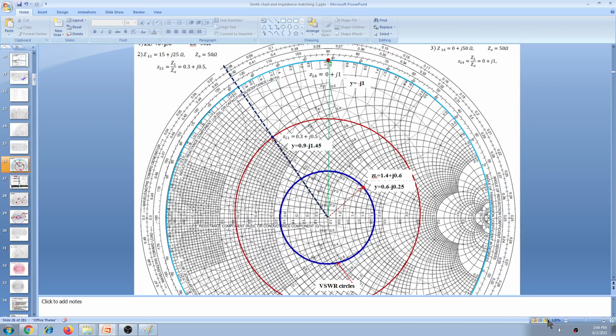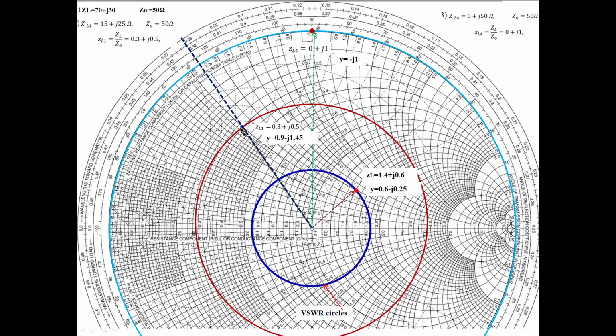This is the point here for this load, 0.3 plus j0.5. I have drawn a VSWR circle. Where is that load on the wavelength scale? It is behind 0.08, so 0.07 is here, and each division adds 0.002. So by the time you come here, the load is at 0.078 on the wavelength scale.